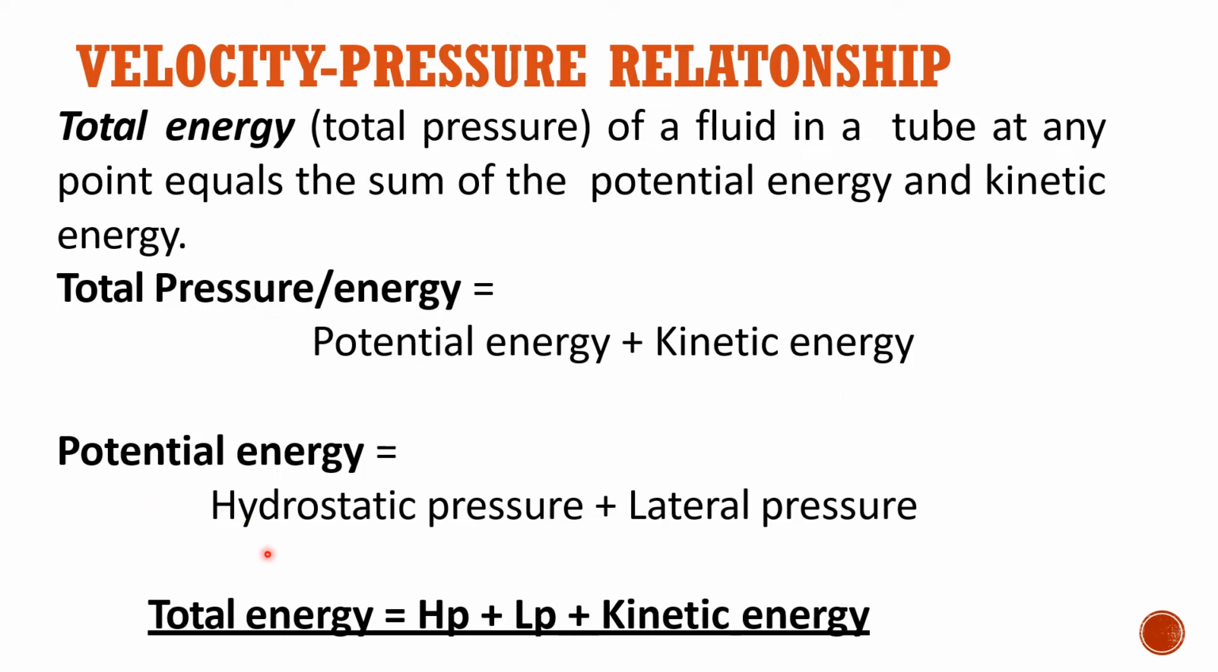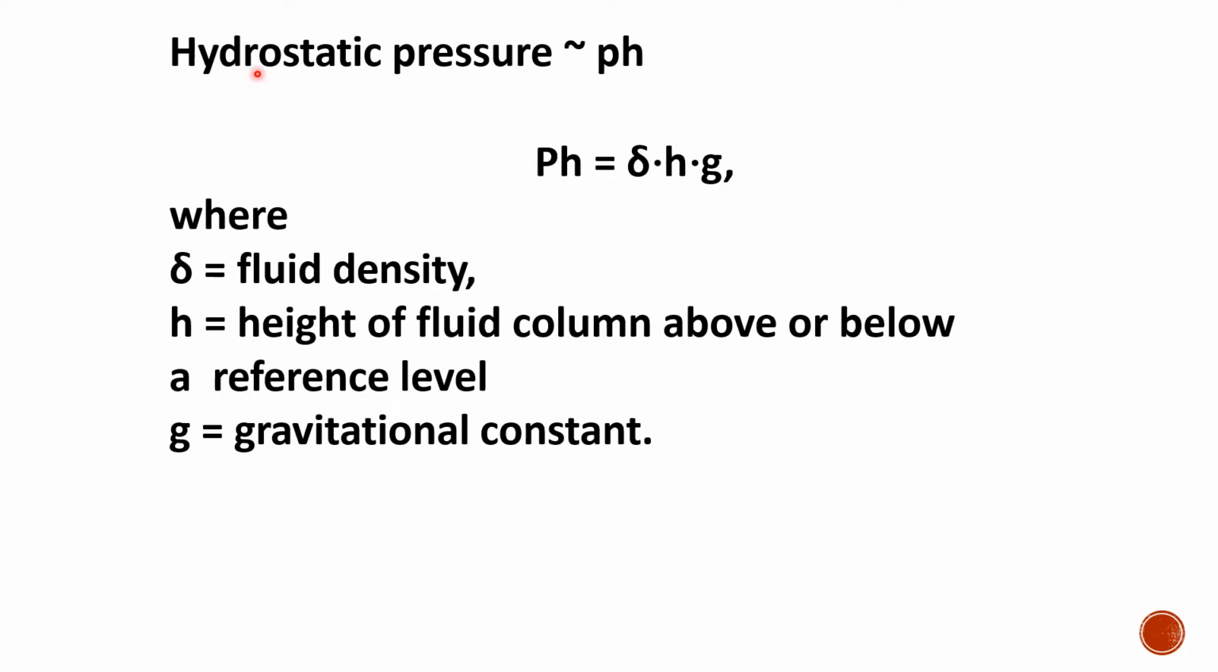And potential energy is equal to hydrostatic pressure plus lateral pressure exerted. So total energy is equal to potential energy plus kinetic. Potential is again depending on the hydrostatic and lateral pressure of the blood vessel. Hydrostatic pressure results from a difference in vertical height in a fluid-filled system. So it is represented by ρgh.